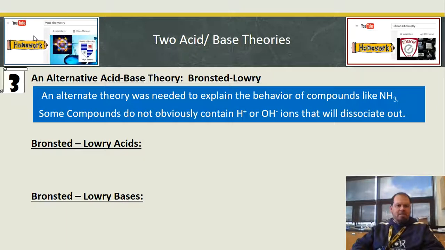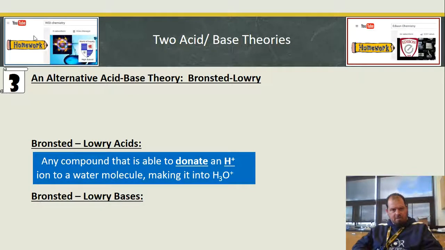So this alternate acid-base theory is needed to explain the behavior of NH3. I'm hoping that's the one you found in the common bases that doesn't have OH in it. It has NH3, no OH. And these compounds do not obviously contain H plus or OH minus. There is one acid that does not contain H plus at the very beginning of the acid's name, so it doesn't just directly dissociate out. So here come the alternate acid-base theories. It is called Bronsted-Lowry.